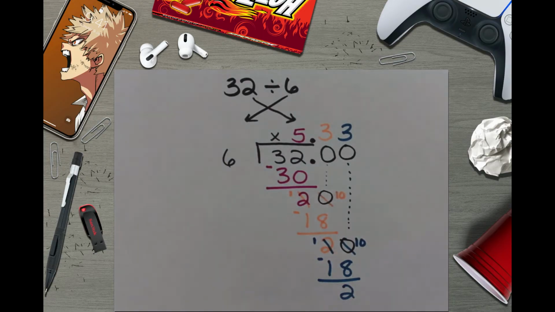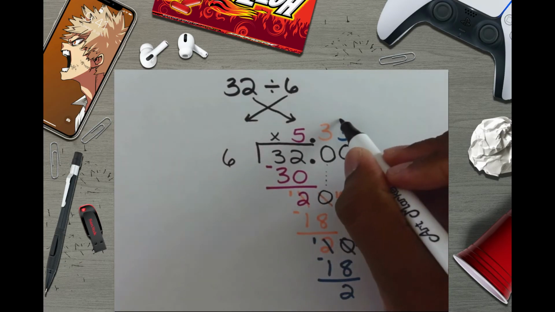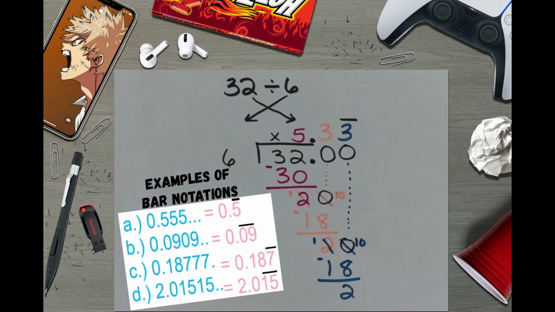When I get that, that's what's called a repeating decimal. The same number is going to repeat over and over again. So what do I do in this instance? Basically, I put a bar notation over my number. When I put a bar notation over my number, that lets me know that that number is going to keep going on and on.